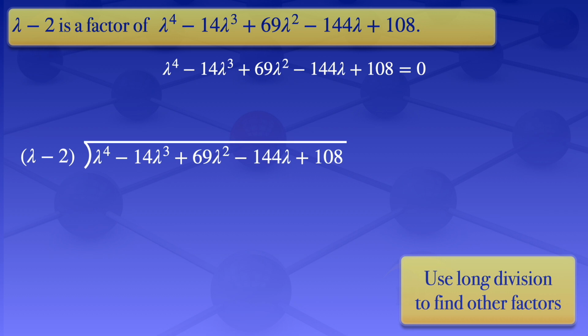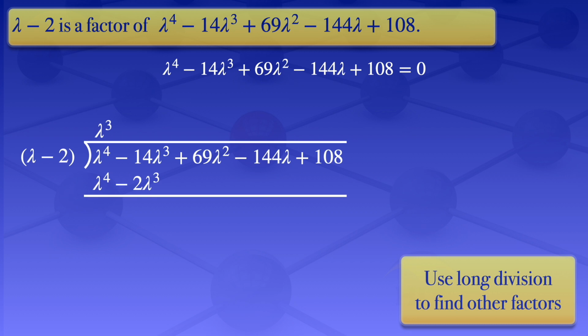The leading term there is a lambda to the power 4. We divide it by the leading term of the factor that we've just found, the lambda minus 2. The leading term is a lambda. So it will be lambda to the power 4 divided by lambda, which will give us a lambda to the power 3. So I write it on top there. Multiply the lambda to the power 3 by lambda minus 2, and we get lambda to the power 4 minus 2 lambda cubed. Subtract that from the one above, we get lambda to the power 4 minus lambda to the power 4, it gives us a 0.